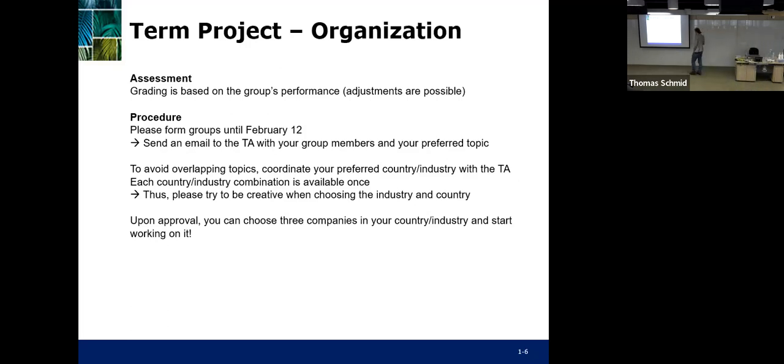So for both selfish and not so selfish reasons, we restrict every industry country combination to be available only once. The selfish reason is that Jason and I will listen to all of your presentations. So if we hear an evaluation of, whatever, Microsoft all the time, it's getting a bit boring. So every group will have a different industry country combination.